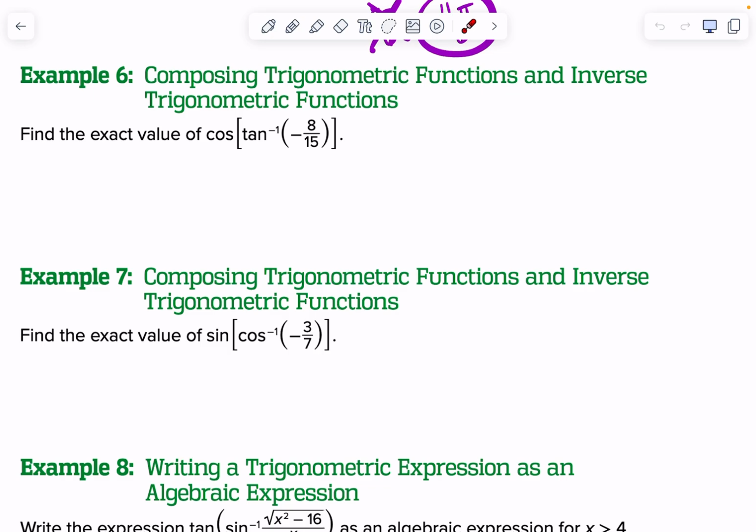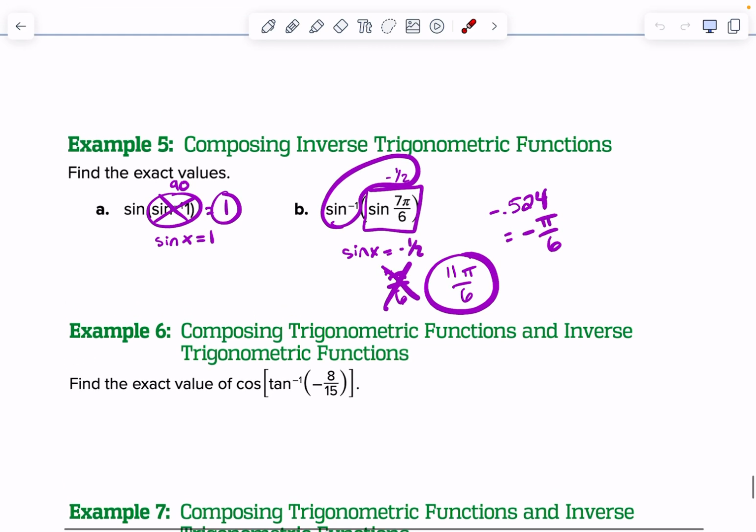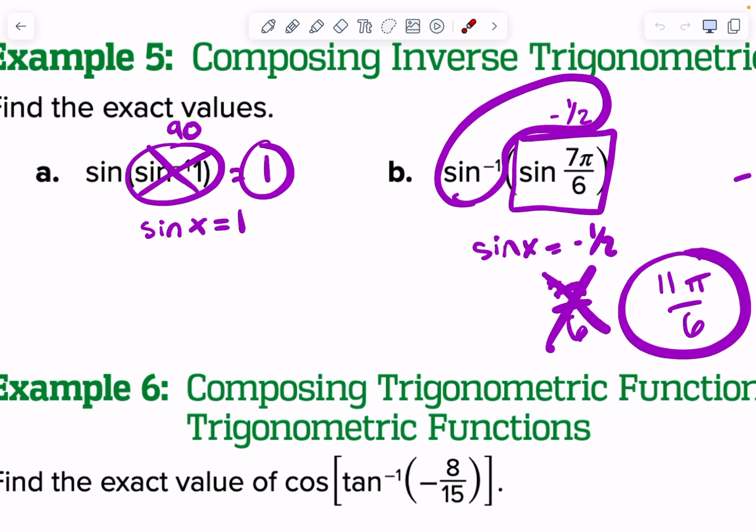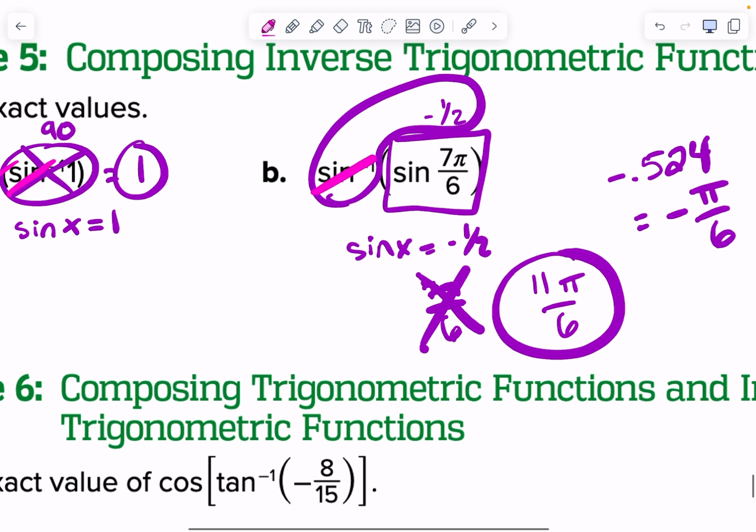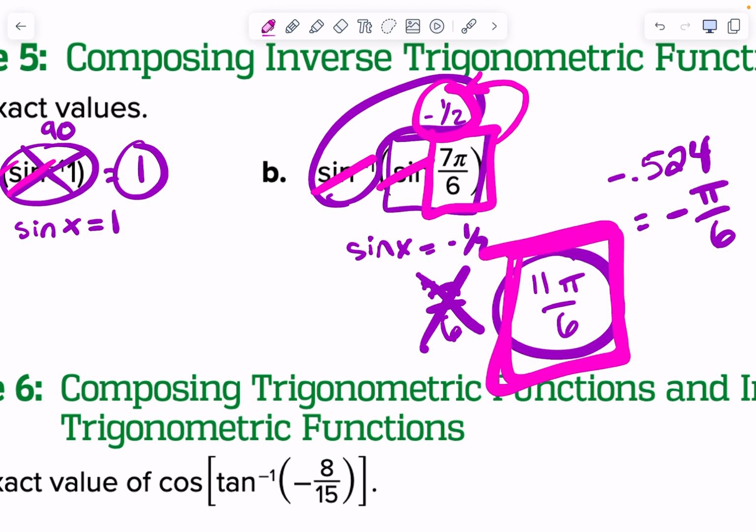Here we go. Composing trig functions and inverse trig functions. These are a little bit different. We talked yesterday about how inverse sine and sine sometimes cancel each other out depending on the value. But with this one, inverse sine and sine don't necessarily cancel each other out, because 7 pi over 6 does not live in the domain of inverse sine. If I look up the sine value of 7 pi over 6, it's negative 1/2. But 11 pi over 6 also has a sine of negative 1/2, and this does live in the domain of inverse sine. So the answer is not 7 pi over 6, it's 11 pi over 6. That's the one that we want to go with.